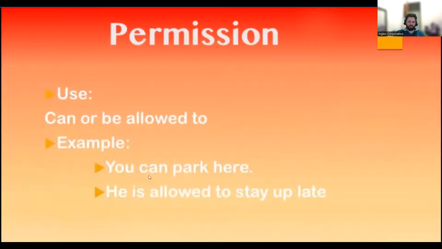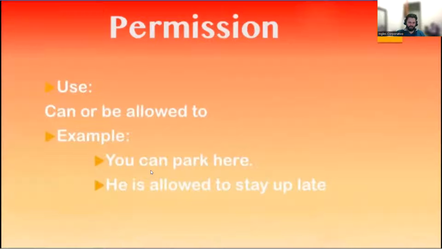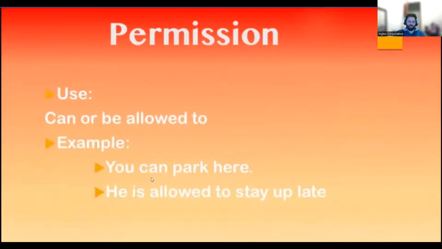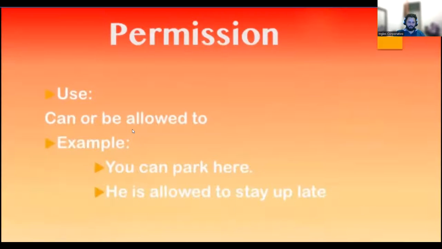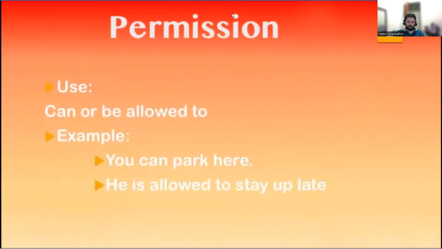Guys, they are used as auxiliaries, okay? And there is a reason why I'm asking that. Because when we talk about permission, guys, we're going to see the structure of questions. So that's the reason why it's very important to understand if we can use them as auxiliaries, right? Yes, guys, modal verbs are auxiliaries.